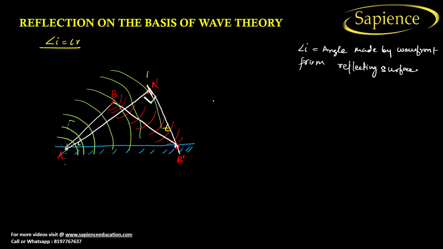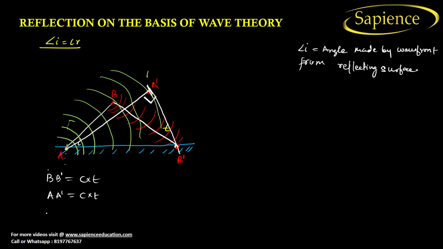Now we have two triangles. From here we can say that the distance BB dash is equal to the speed of light into time t. As well as the distance AA dash will also be c into t, that is speed into time.